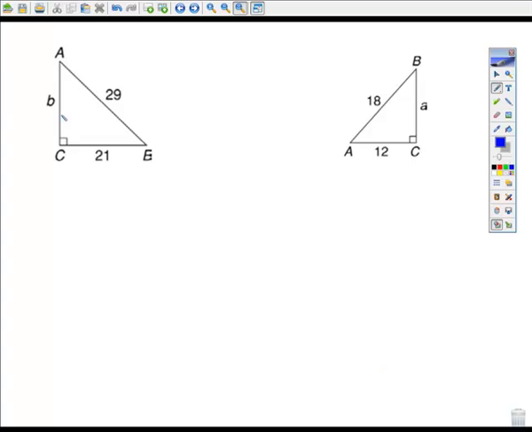Now in some cases they're not going to give you the hypotenuse to look for, they're going to ask you to look for a or b. So here we have a right triangle. My side a is 21, so I'll square it. Side b I do not know, so I'll just put plus b squared equals my hypotenuse, 29, and then I'm going to square it. 21 squared is 441, plus I have a b squared. 29 squared is 841.